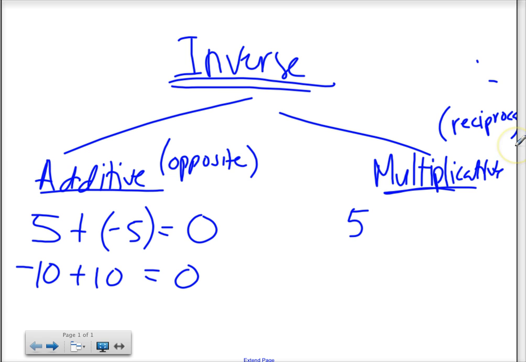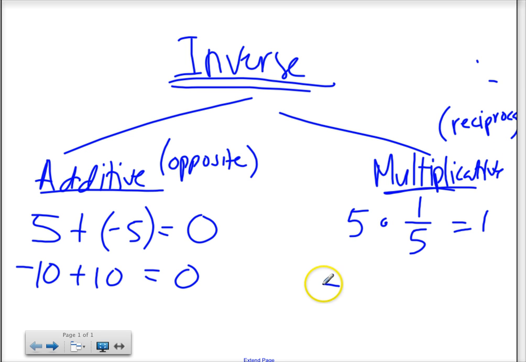What do you have to do to find the reciprocal? Flip, right. Flip the numerator and the denominator, right? So 5 is going to become 1 over 5. And if you take the reciprocal times the original number, what do you have? Always 1.